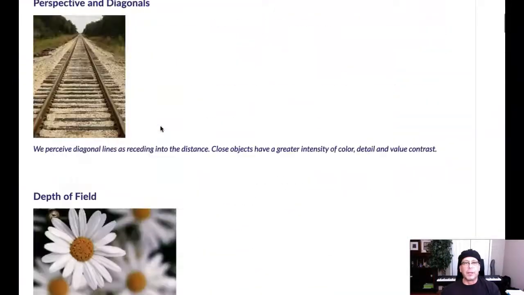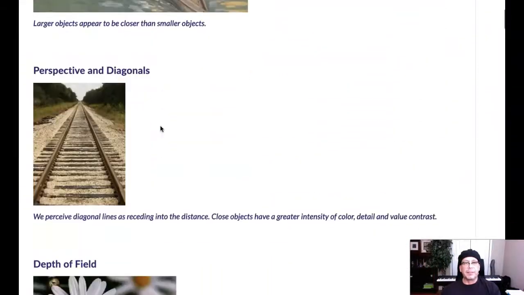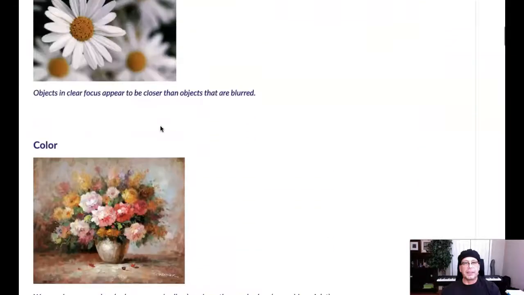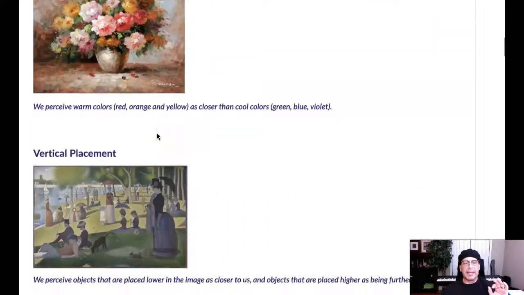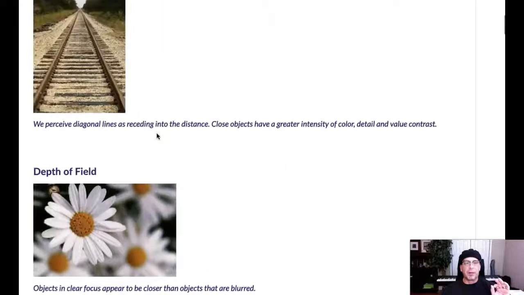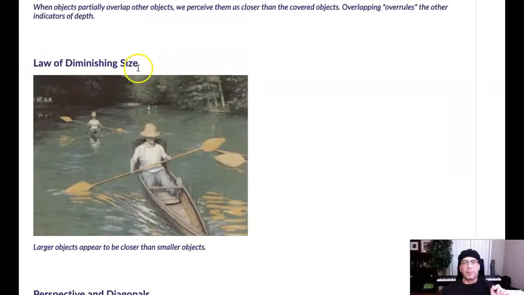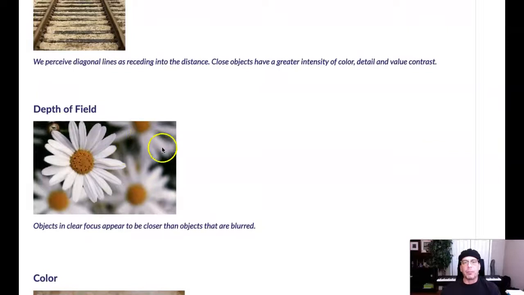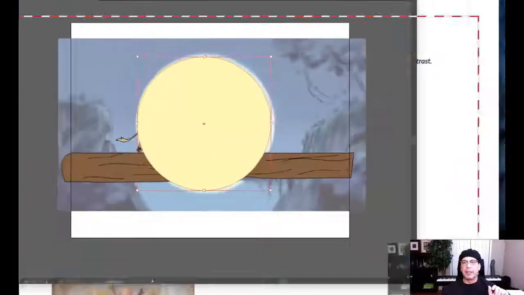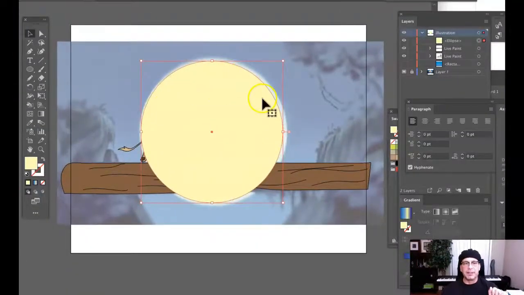Okay, so what we want to do now, remember in the announcements, we have that one technique for adding depth and dimension and indicating depth, and that is called depth of field. So I'm going to take that moon, and since we can't really say this falls under the law of diminishing size because the moon is bigger than the lion, we're going to use a different technique. This technique is called selective focus, depth of field.